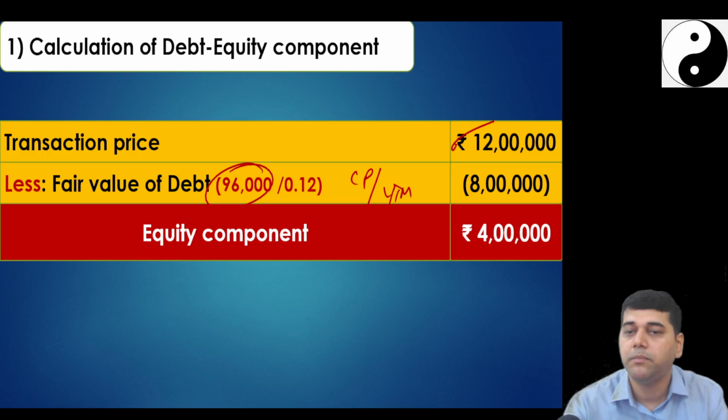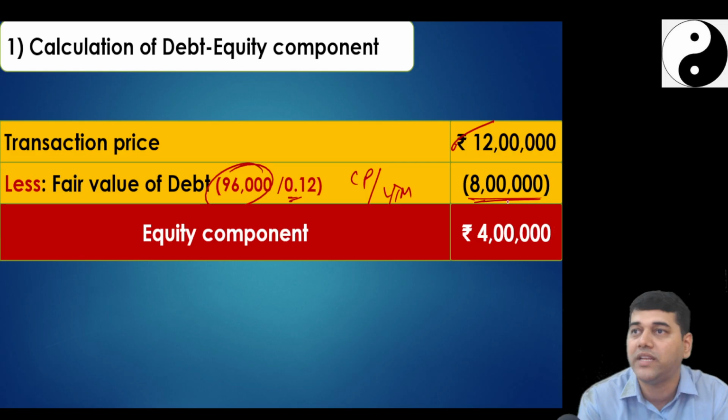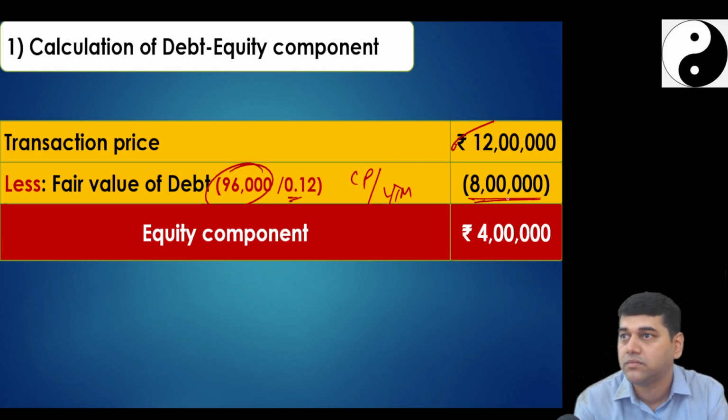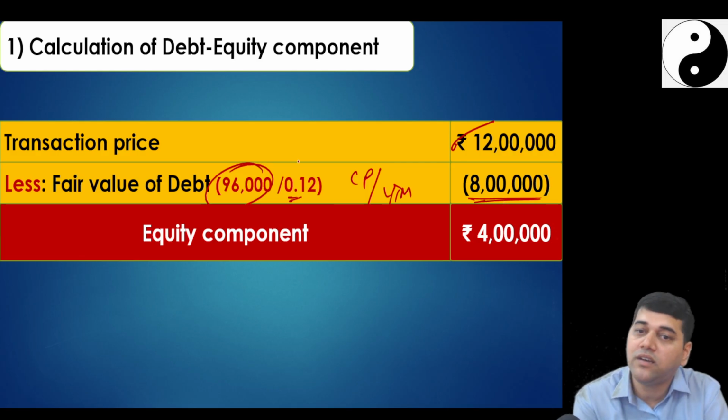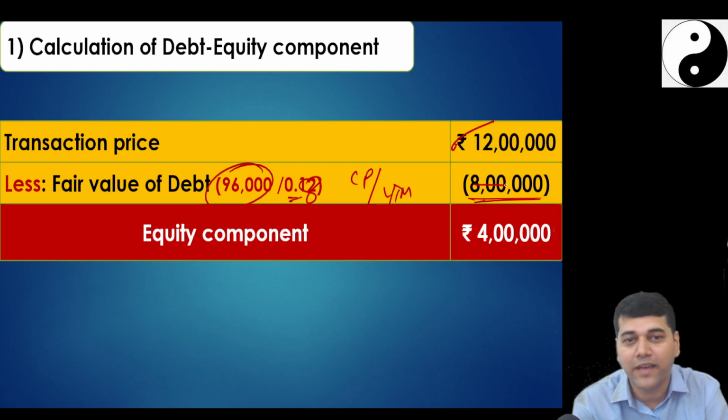Divide this value by the expectation of 0.12, you get 8 lakh rupees. So, fair value of the loan is 8 lakh rupees. What if the expectation is also 8%? Then fair value of the loan is 12 lakh. That means there is no equity component.